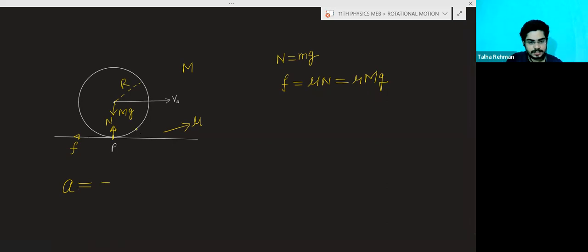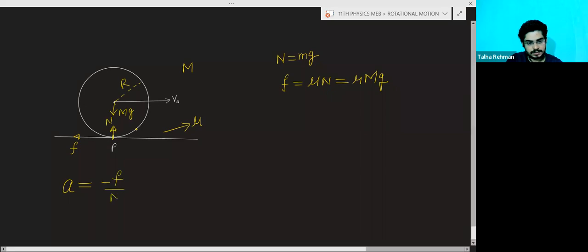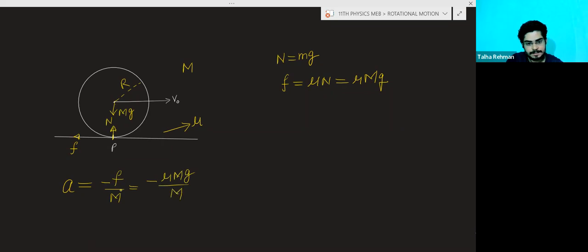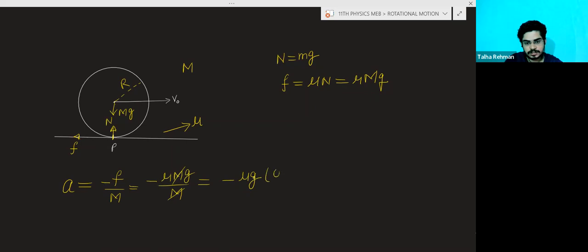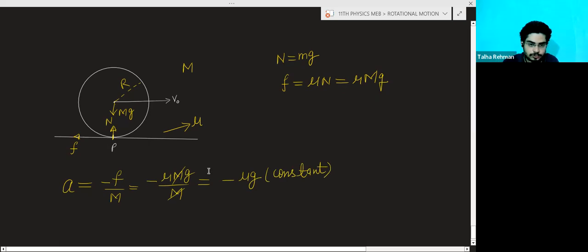So you can write F by mass. Acceleration is equal to force by mass. So the value of force will be mu mg, and it will be divided by m. M and m will be cancelled out, so acceleration will be minus mu g. Now you can see this mu is constant, g is constant, so this acceleration is constant. So this body will have this much of acceleration.